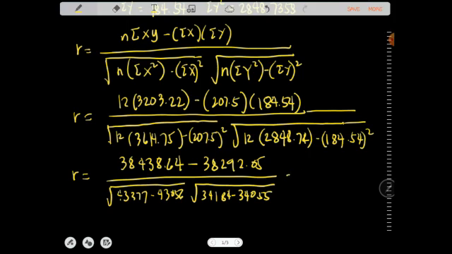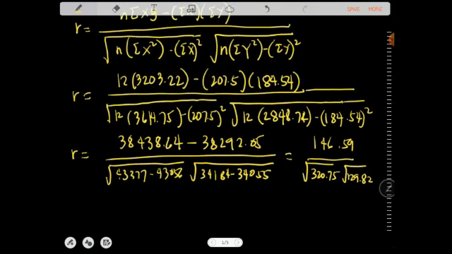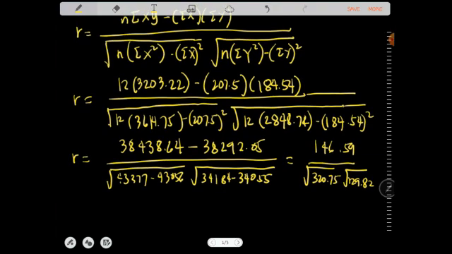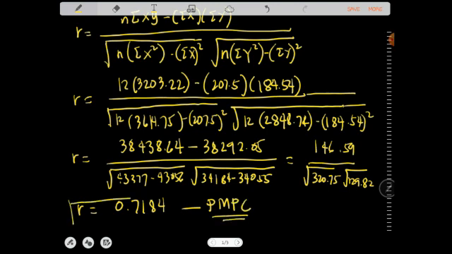So this would equals to 146.59 over the square root of 320.75 times the square root of 129.82. Okay? And simplifying further, we will get the value of R, which is equals to 0.7184. Ito na yung ating Pearson product moment coefficient. Okay? Yan yung ating hinahanap.